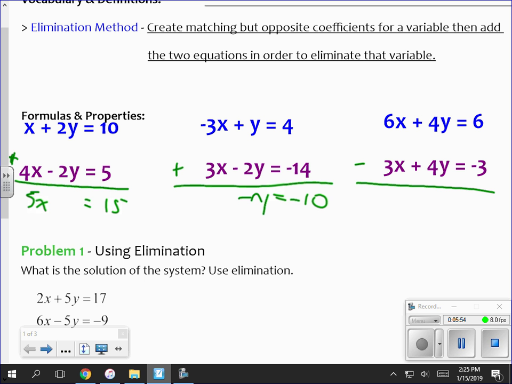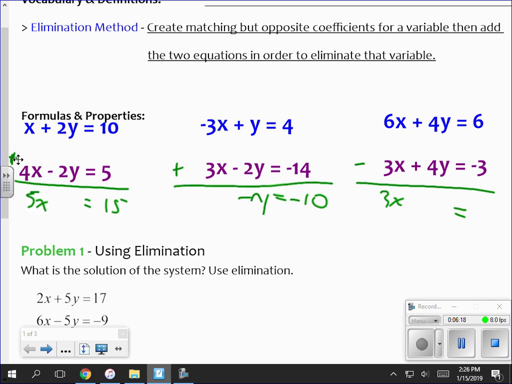Now, I would subtract. So 6 minus 3 gives me 3x. 4y minus 4y, no more y's, equals, and this is the hard part. This is where most people are going to screw up.